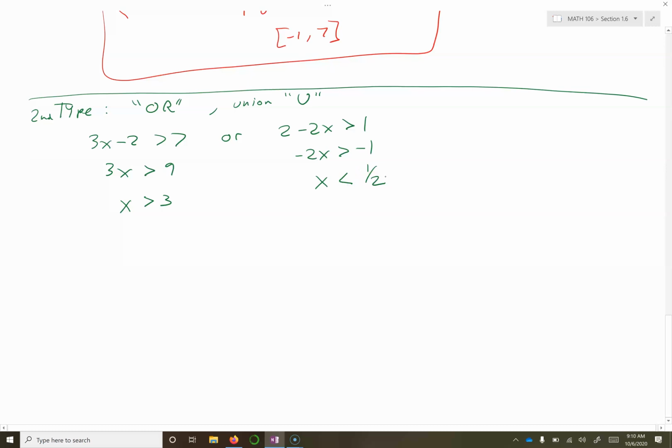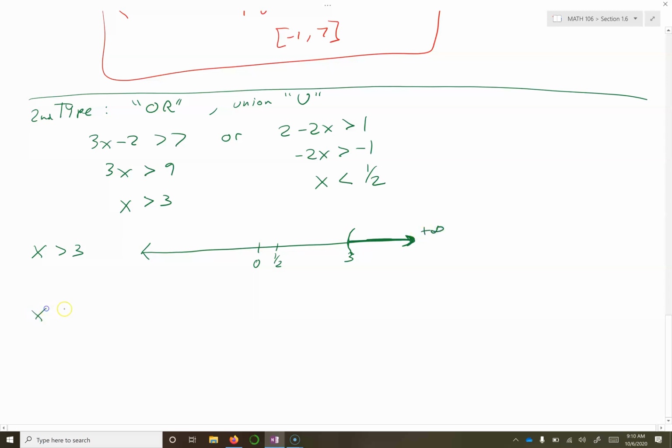All right, let's put those solutions on number lines. The process is actually the same for ORs. So x is greater than 3. Remember, you want to include all these numbers. So I'm going to put a 0, the 1/2, and then the 3. Now it's greater than, not greater than or equal to, so I have to use a parenthesis. So it's everything to the right of 3 up to positive infinity.